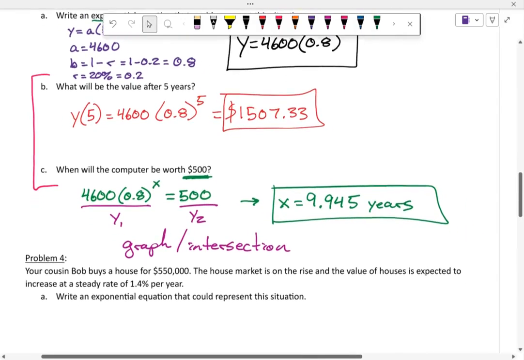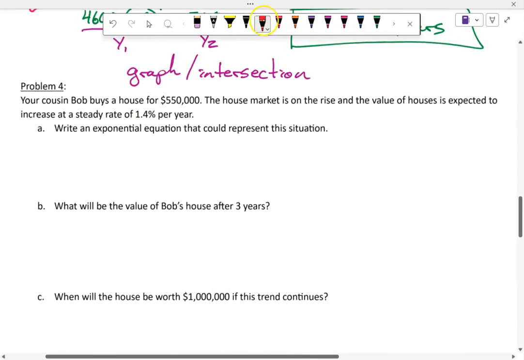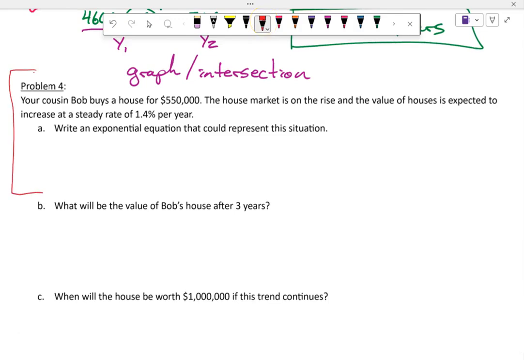All right, problem 4, I want you to do just part A. Your cousin Bob bought a house for $550,000. The house market is on the rise, as it has been for a long time. Value of house is expected to increase at a steady rate of 1.4% per year. Write an exponential equation that could represent this situation. So what would that equation be? Shouldn't take you very long.